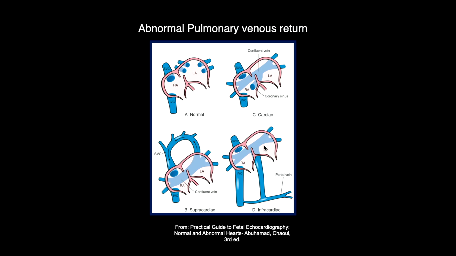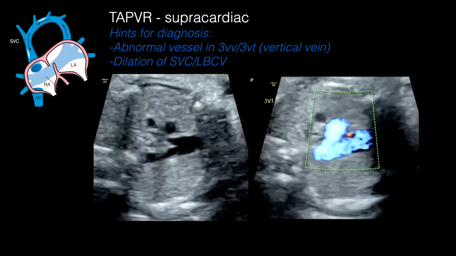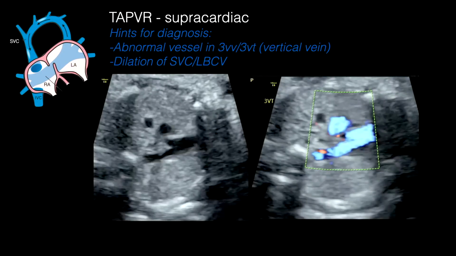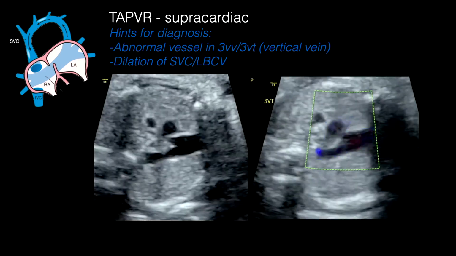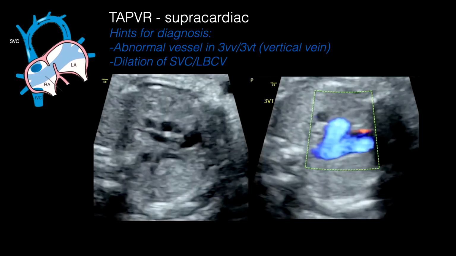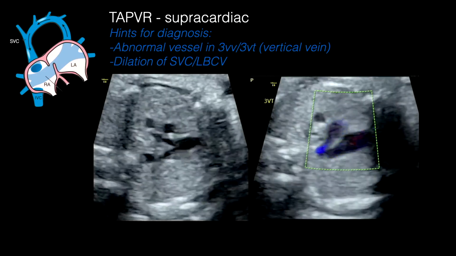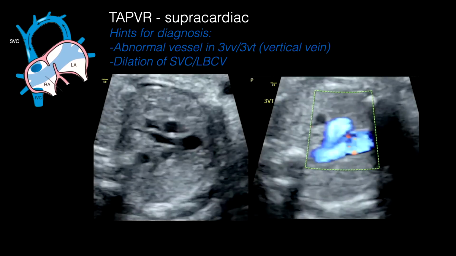So kind of our next step here, and what I wanted to feature here, is how we figure it out, right? So we can see that the pulmonary veins are abnormal. But where do we go from here? So I'm going to go above the heart first, and this 3-vessel trachea view can be really helpful for you.